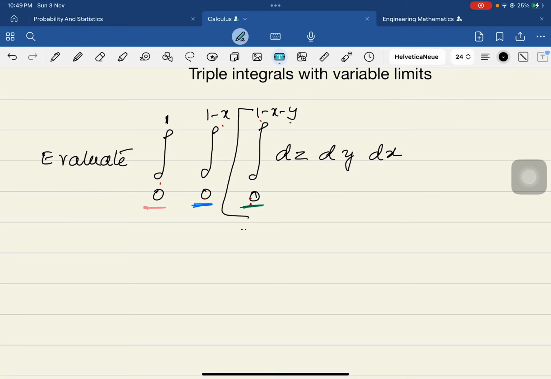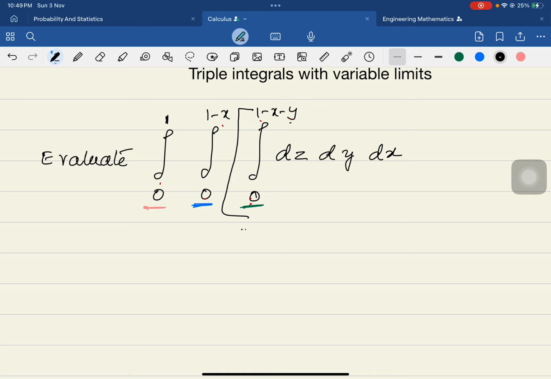Now in today's lecture I am going to do the triple integrals, evaluation of triple integrals with variable limits. In the previous lecture we have done with the constant limits, how to solve the integral when the constant limits were given. Now in today's lecture variable limits are given. Now let us see this problem.